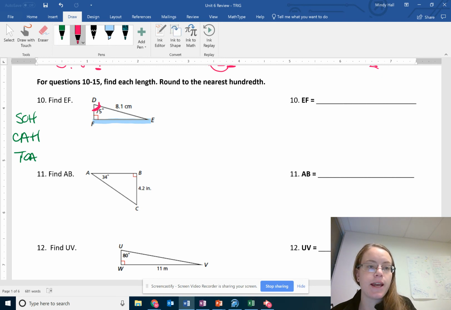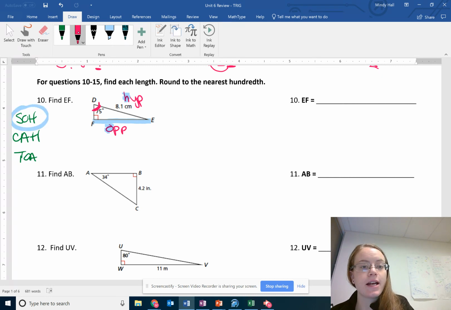So if we're doing EF, that is opposite of the 75. And then 8.1 to the 75 is the hypotenuse. So now that we have it labeled, I need a trig function that has opposite and hypotenuse. Well, the only one that has opposite and hypotenuse is sine.